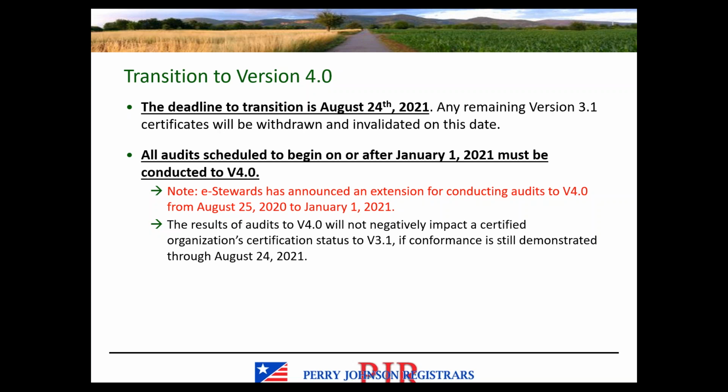What that means essentially is that you are not going to suddenly lose your e-Steward certification if you have your transition audit, but you're not fully approved for transition to version 4 just yet. Perhaps you have some nonconformities to resolve, some items to work through. If you are not approved for version 4, but you're still in conformance with version 3.1 at the time of your audit conclusion, you would still be certified to that. And once all those holes are plugged, you would be upgraded to version 4 as long as it's before that overall August 24th, 2021 deadline.